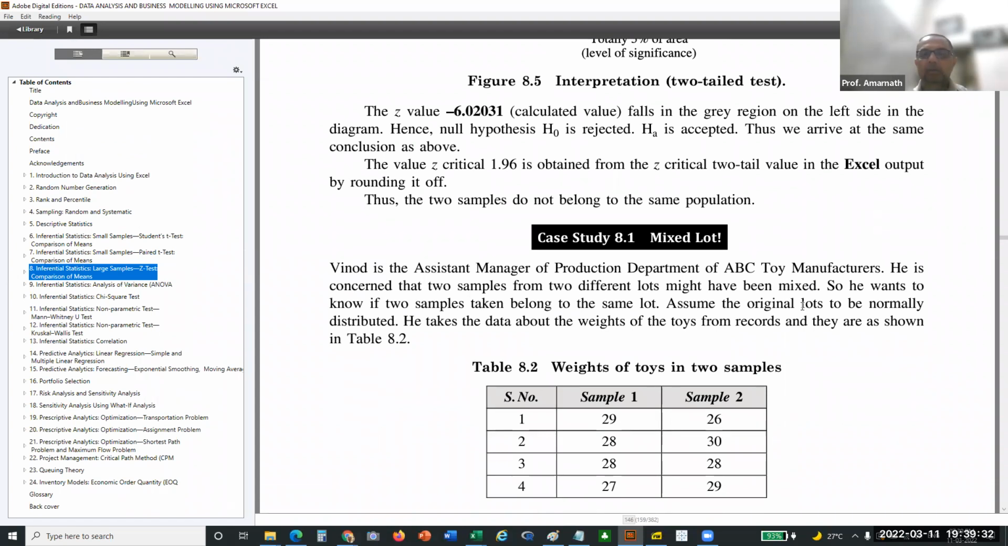Looks good. We know this is an assistant manager of the production department. He is concerned that two samples from two different lots might have been mixed. So he wants to know if the two samples taken belong to the same lot. Assume the original lots to be normally distributed. So he takes the data about the weights of the toys from the records and they are shown in the table.